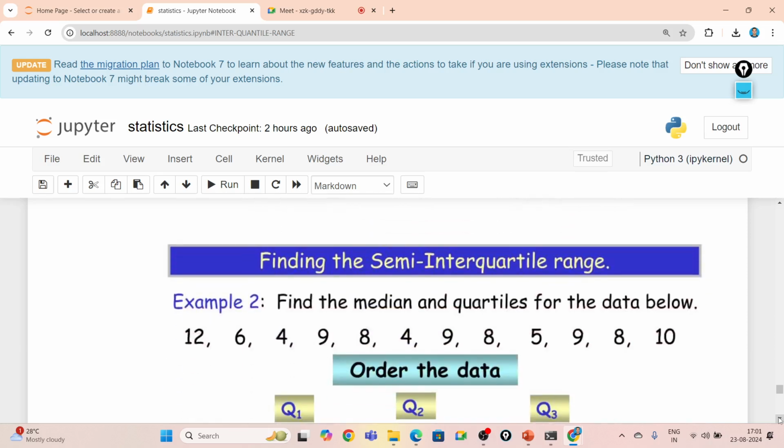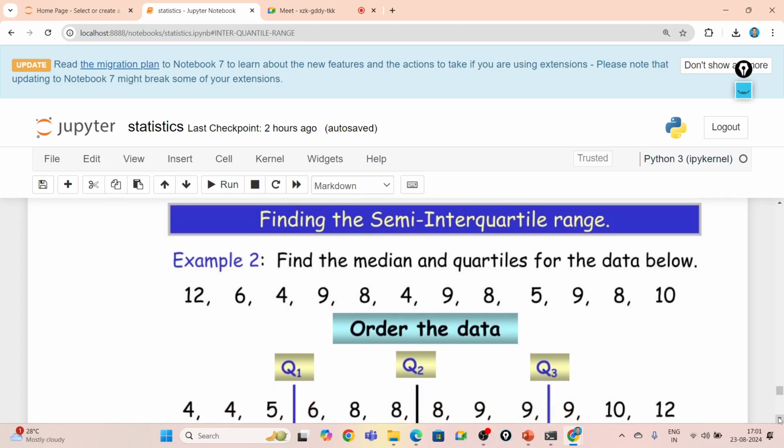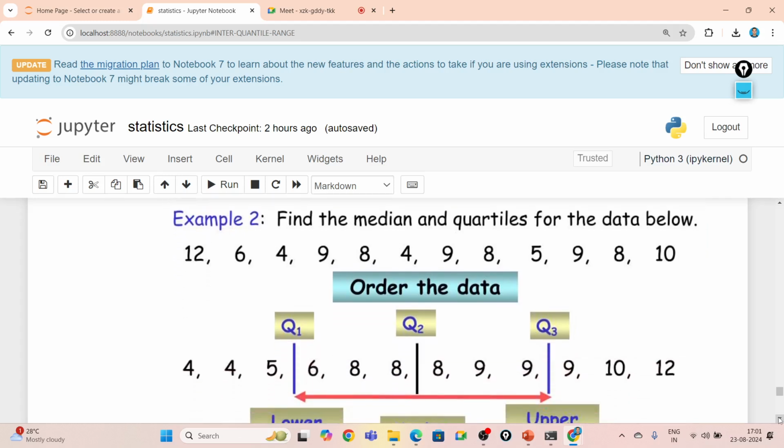On this they will ask you a question. See here I have given you the question. Just read this question: find the median and quartiles for the below data. The first thing is, whatever data is available, arrange it in ascending order. That is our first job. If you arrange the data in ascending order, you will get the numbers 4, 4, 5, 6, 8, 8, 8, 9, 9, and so on. How many total elements do we have? We have a total of 12 elements.